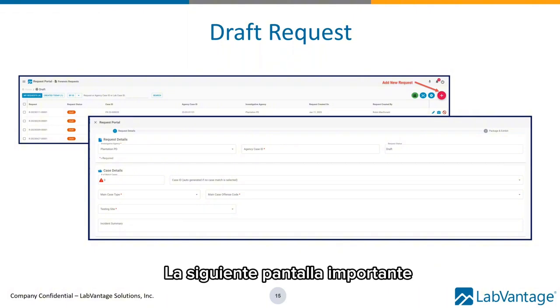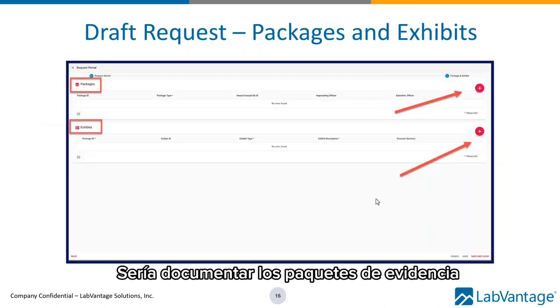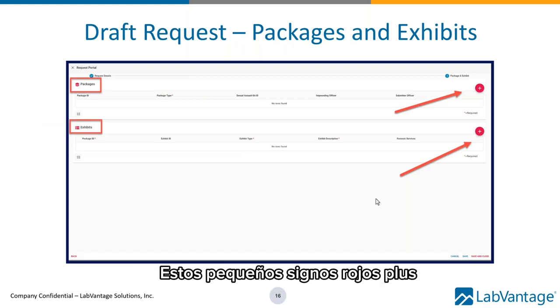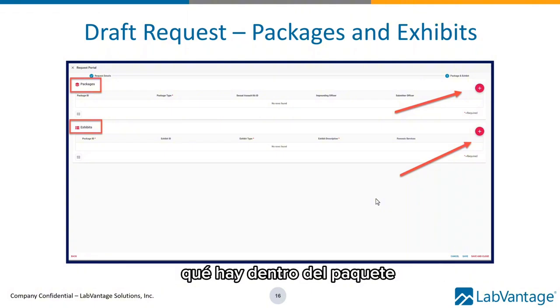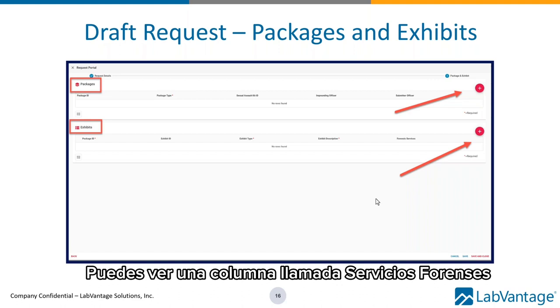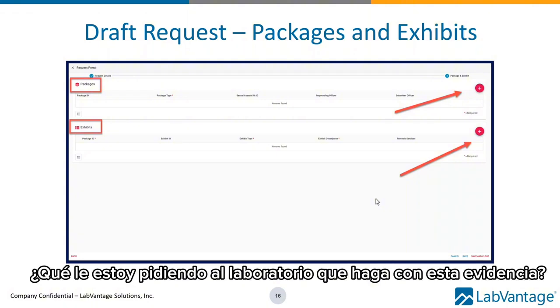The next important screen, once we would be saving this information, would be to document the packages of evidence and the exhibits. So you see these, again, these little red plus signs. I can add packages, and then I can indicate down below what is inside the package. Once I've documented what evidence is inside the package, on the bottom right, you can see a column called Forensic Services. That's where I can indicate to the laboratory, using a drop-down menu, what am I requesting the lab to do with this evidence?